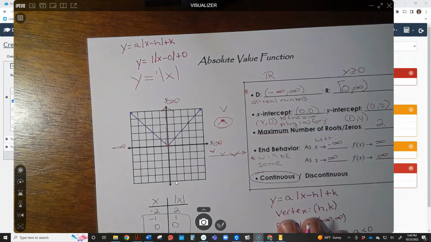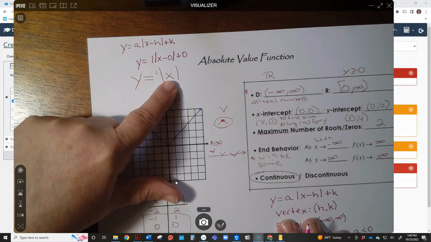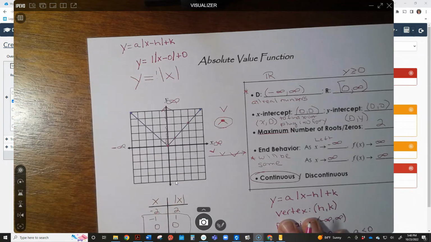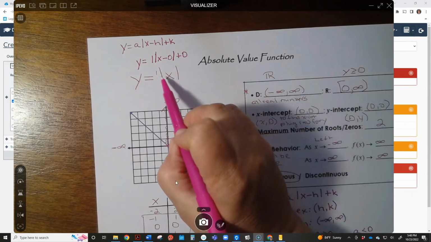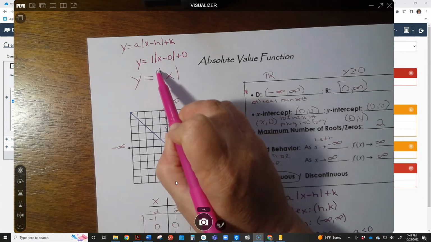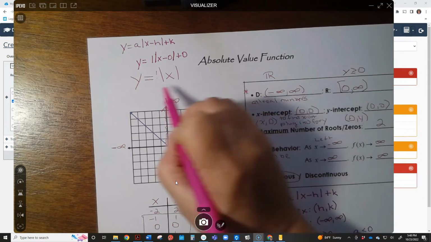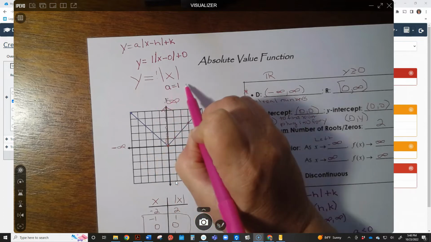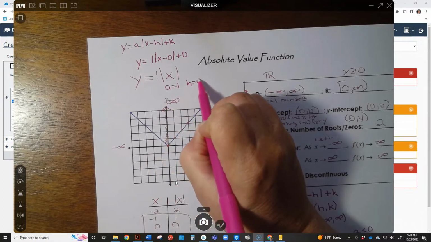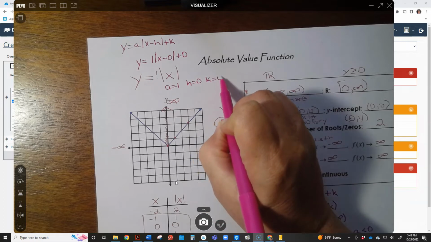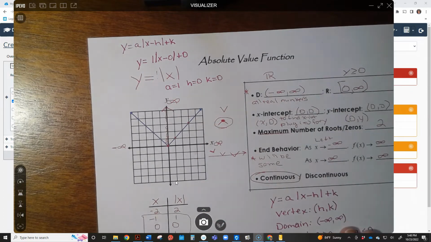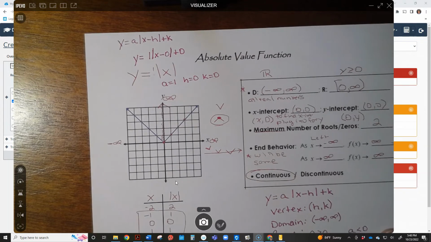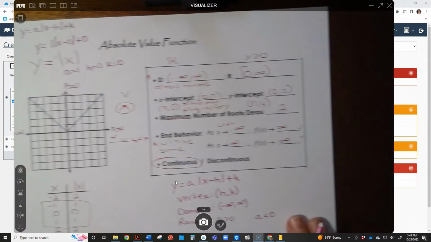0. So when we have our parent function, we do have values of a, h, and k. It's just that you have to understand that we don't see a number, so we understand it's being multiplied by 1. So the absolute value parent function has an a value of 1, an h value of 0, and a k value of 0. That was something I wanted to remind you, because I do believe you're going to be asked that question in one of your problems.